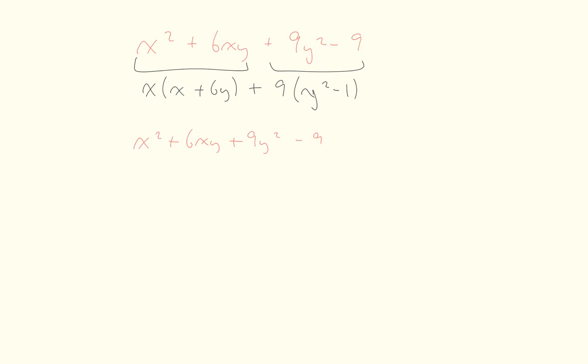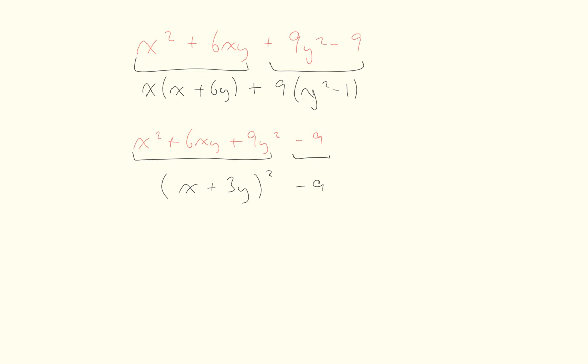However, there would be a different way to group these. I could actually group these things as a group of 3 and a group of 1. Now the group of 1 stays, but if I look at this first group of 3, the x squared plus 6xy plus 9y squared, I might recognize that that is a perfect square trinomial. That factors down to something like this, x plus 3y.